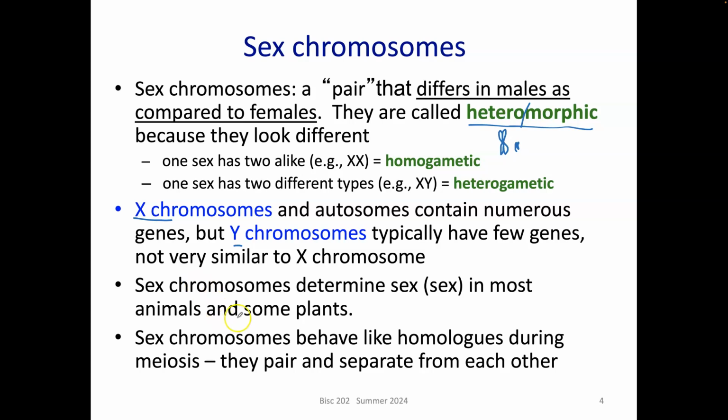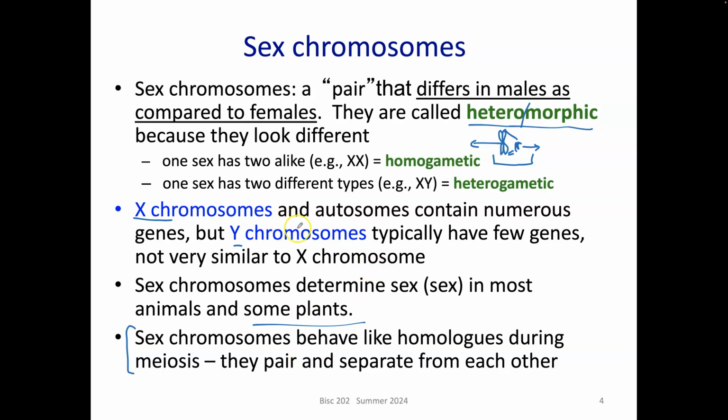Okay, but many plants don't have sex chromosomes either. Now, one thing that happens, even though these chromosomes don't look very similar to each other, they have small regions just on the tips that are similar and allow them to pair with each other during meiosis 1 and then separate away from each other during meiosis 1, just as if they were homologs of each other.